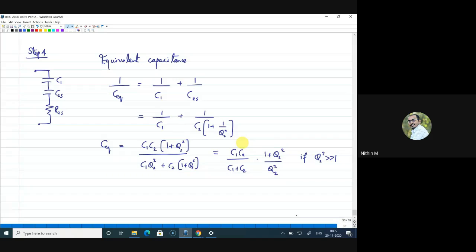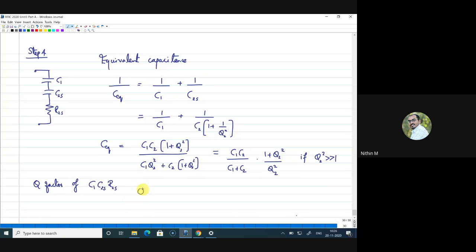Now 1 plus Q2 square by Q2 square also will be very close, because if Q2 square is large, then this will not matter at all. Yes. All right. So this is the equivalent capacitance. Now, how can I write the Q factor of this series network? So what is the Q factor of this branch? Q factor of the C1, C2S, R2S branch.